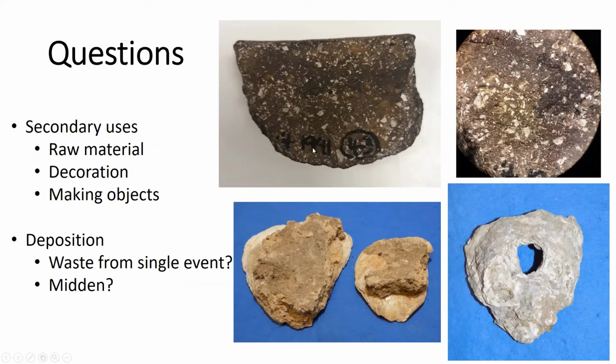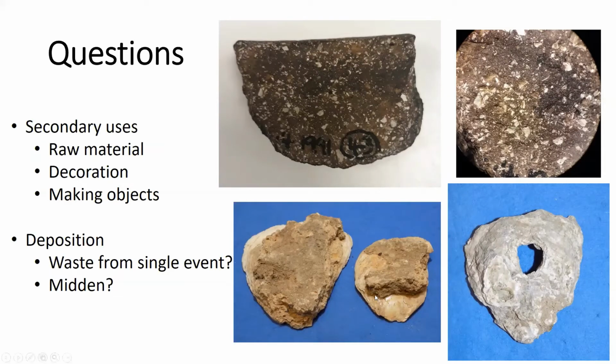Another possibility is the shells could be used for decoration. So I've got here an example of 2 shells that were recovered from a site in Leicester that have clearly been set into mortar. They've got a nice build-up of mortar with a clear actual surface on it. So maybe they were used as part of the decoration of a building, for instance. They were set into the mortar.